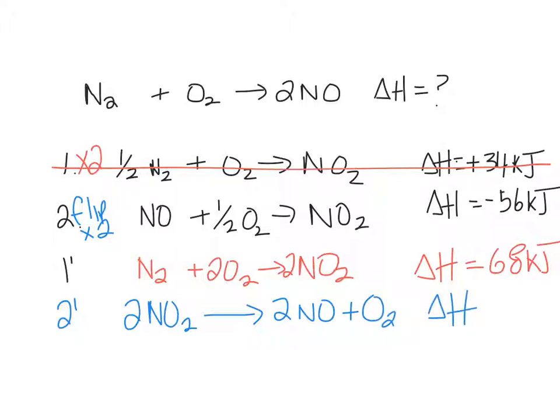Because we flipped our equation, it was exothermic, but now it's going to be endothermic, because we had negative 56 kilojoules over here, so the 56 kilojoules goes with the NO2. So now it's plus 56 but times 2, so 112 kilojoules. Did you follow what I did?